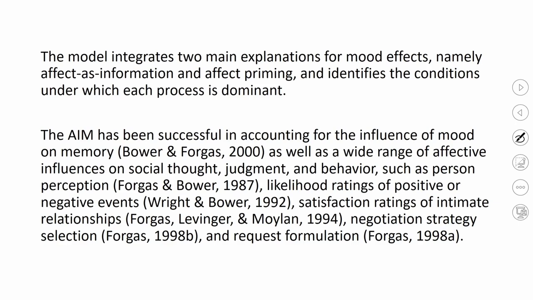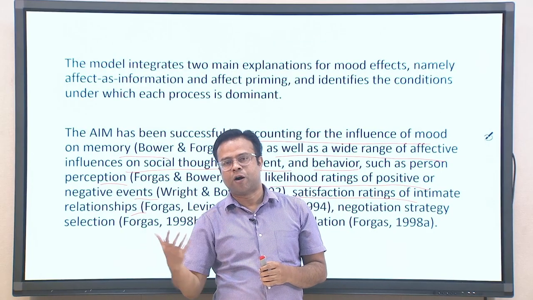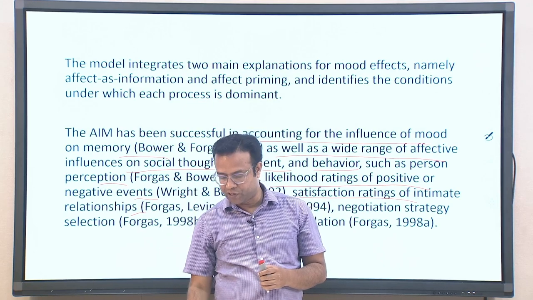It combined both theories and tried to find the conditions under which emotion sometimes influences decision making and sometimes does not. So, this is more elaborate and takes many more factors into consideration. This model has been successful in accounting for the influence of mood on memory, as well as a wide range of emotional influences on social thought, judgment and behavior, such as person perception, likelihood rating of positive or negative events, satisfaction rating of intimate relationships, negotiation strategies and so on. In diverse social situations, this theory has been able to explain how mood or emotion can influence different cognitions.